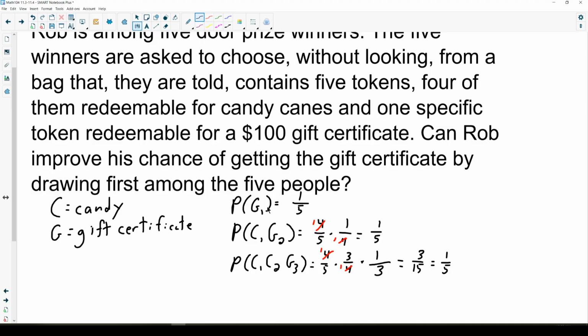It turns out it doesn't matter what order you pull your gift certificate in, all of these have the same probability. So just know if you're going first or last in a door prize, you're not losing anything.